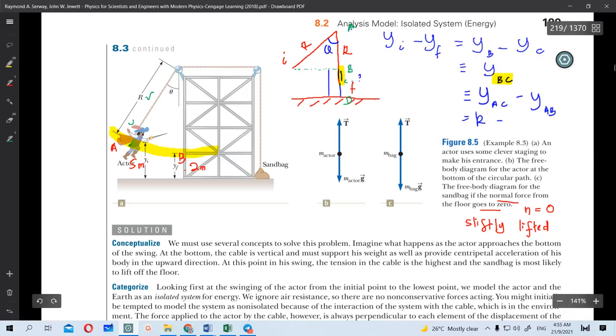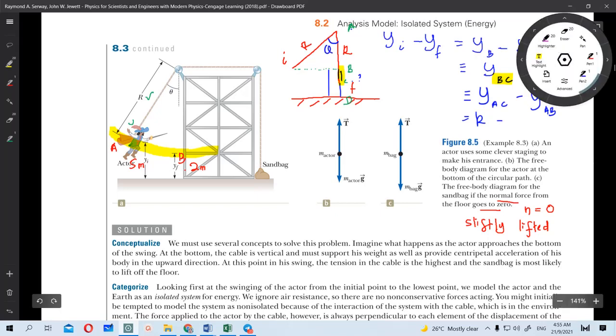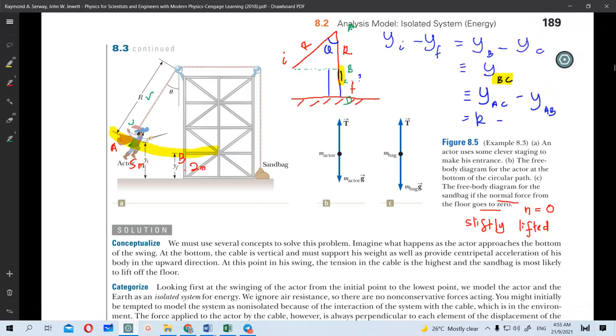okay, if this is our angle, we will find that the length from here to here is equivalent to R cos theta. And that is the reason why we factorize. We have R times 1 minus cos theta. Okay. So the difference, which is YBC here, is also equivalent to R times 1 minus cos theta.